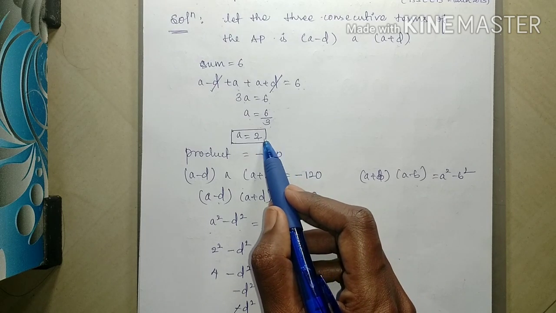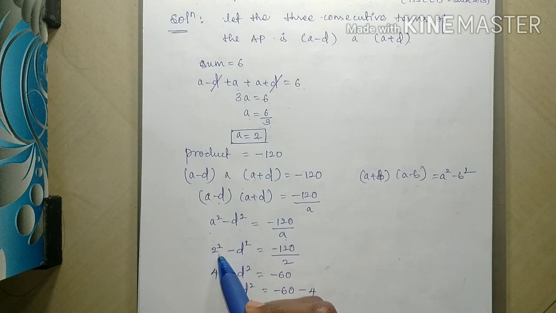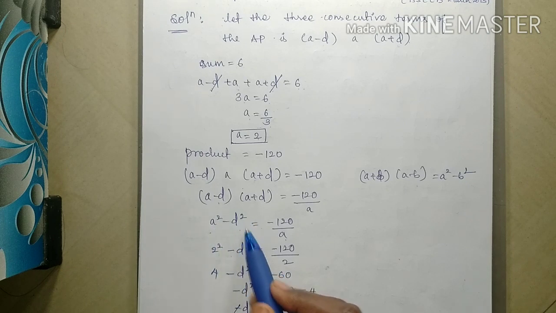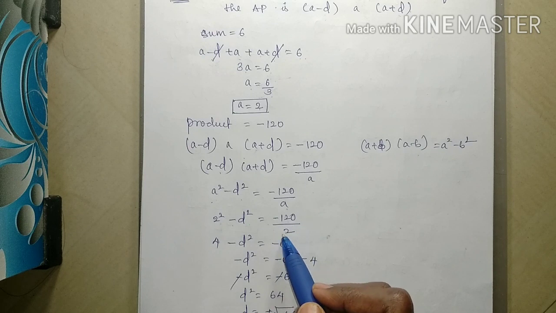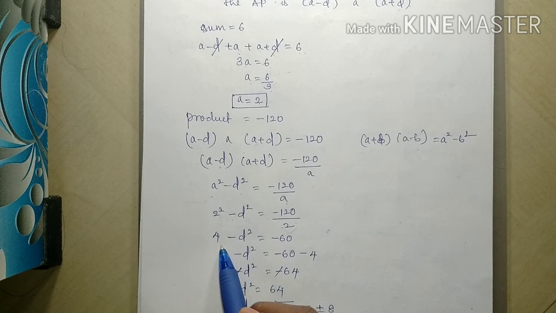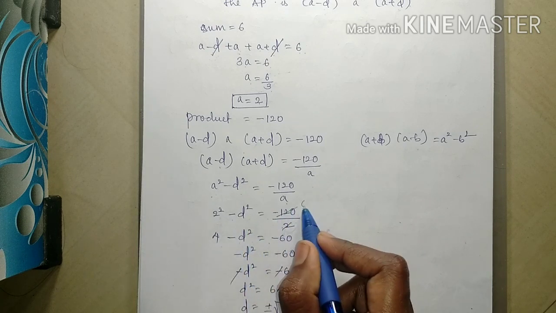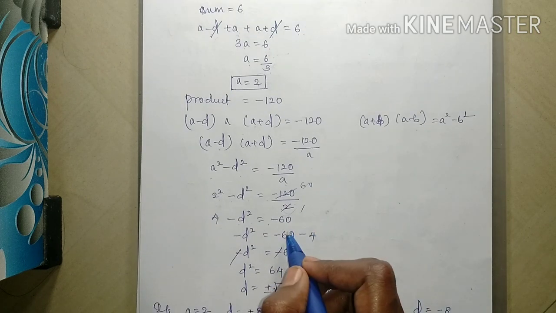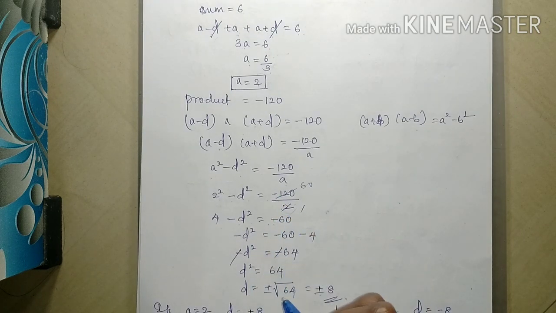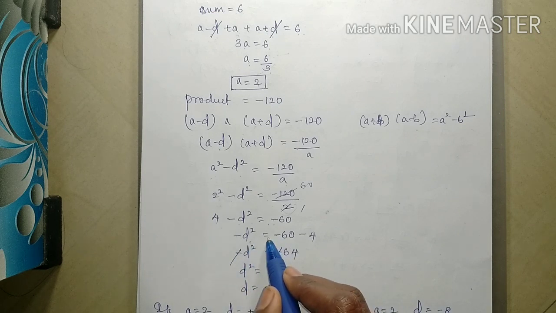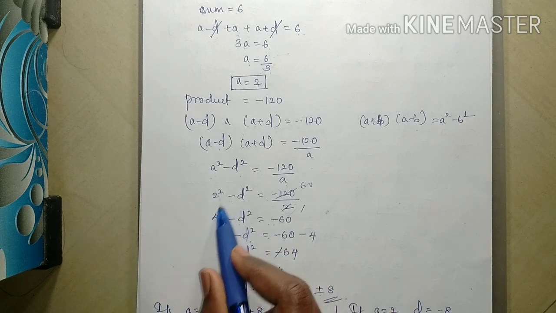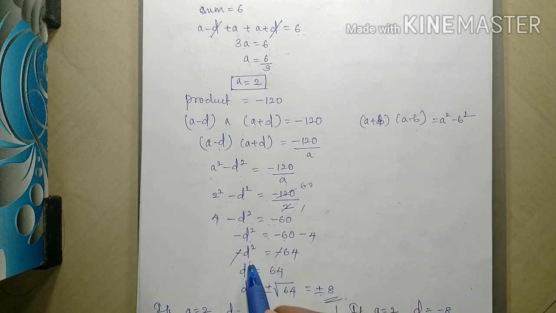So here we know the a value. Let me substitute in the place of a. a square is 2 square minus d square equals minus 120 by a, where a is 2. So now 2 square is 4 minus d square, that is equal to, 2 sixes are 12, so that is minus 60. So now d square is equal to minus 60 and 4 becomes minus 4. So d square is equal to minus 64.